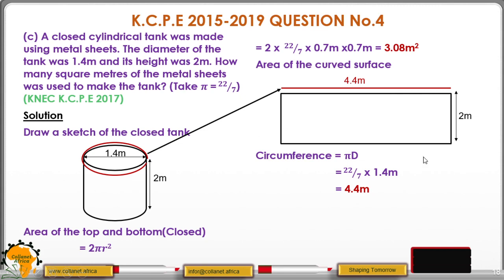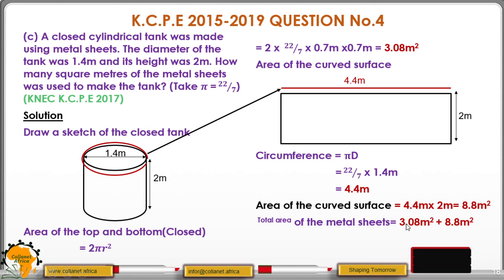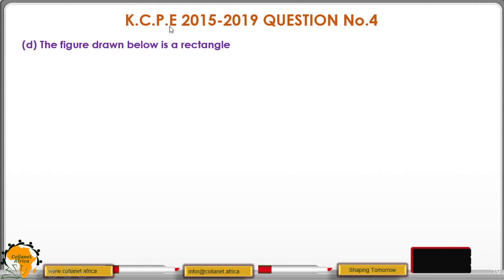So 4.4, you multiply by 2, you get 8.8 meters squared. So the total metal sheet will be 3.08 meters squared plus 8.8 meters squared, and this will give you 11.88 meters squared. Then the choices are there, so the correct choice is D. Then we proceed to the next question.